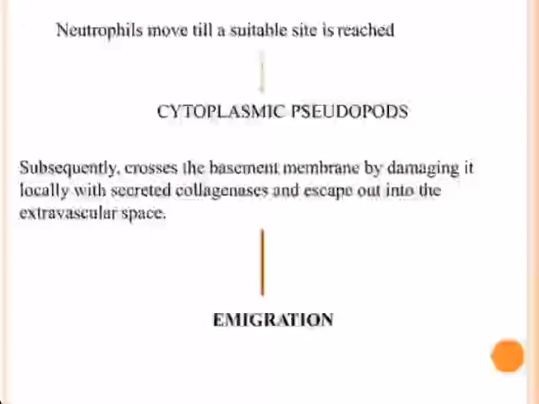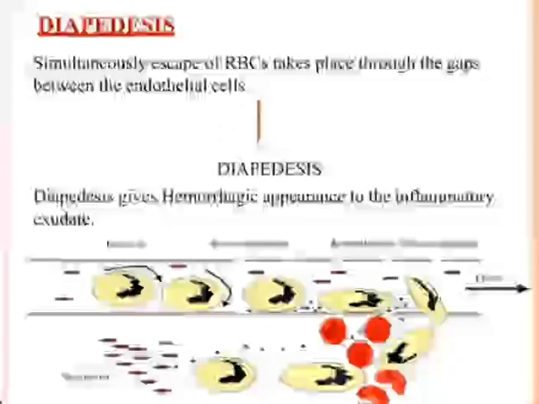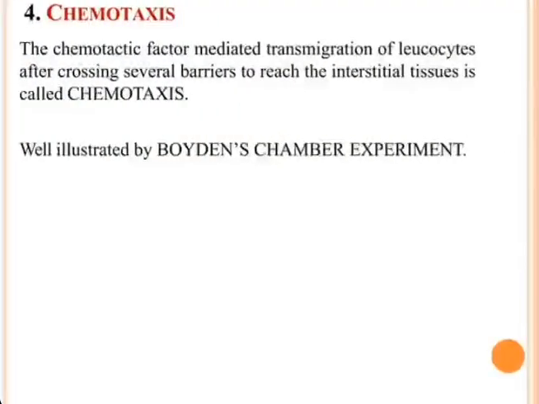Neutrophils move till a suitable site is reached, with the help of cytoplasmic pseudopods. Subsequently they cross the basement membrane by damaging it locally with secreted collagenases and escape into the extravascular space. This is called emigration. Diapedesis: simultaneous escape of RBCs takes place through the gaps between the endothelial cells. The diapedesis gives the hemorrhagic appearance to the inflammatory exudate.